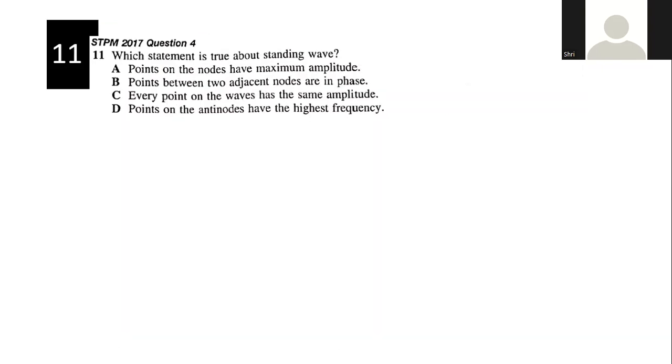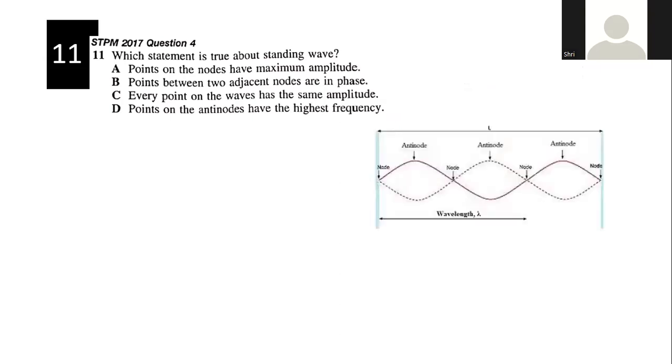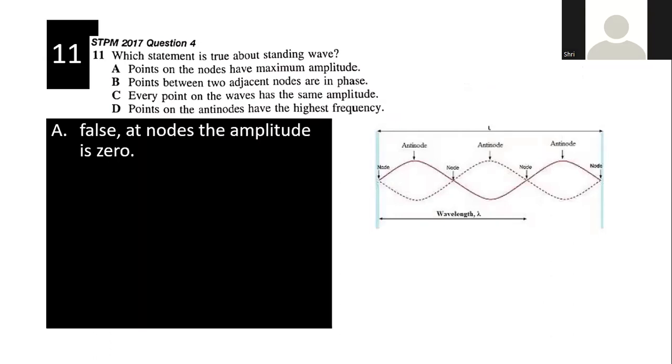Okay. 11. Which statement is true about standing wave? Right? There's your standing wave in string. Points on the nodes are maximum, wrong. It should be antinode. Node should be zero amplitude.